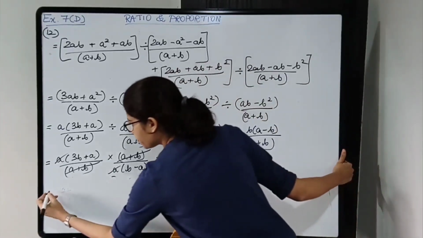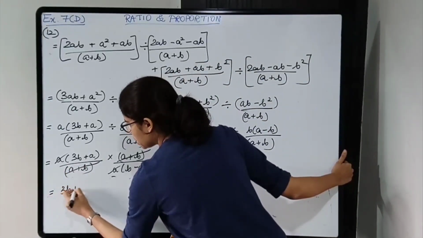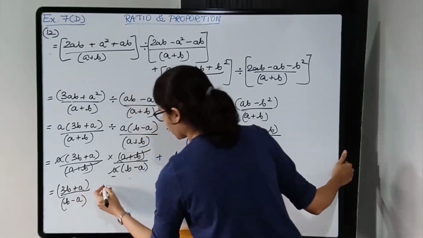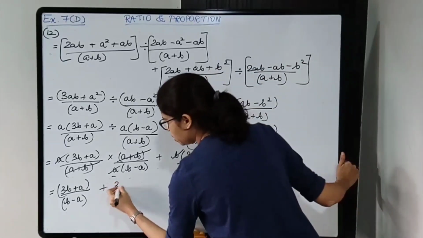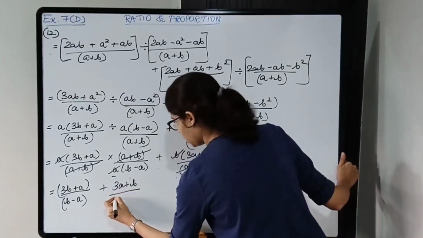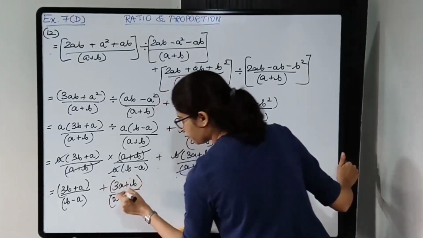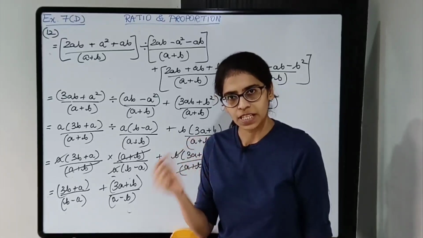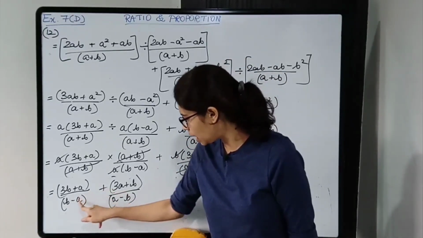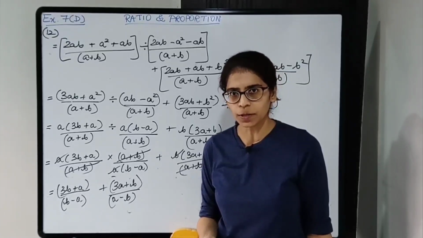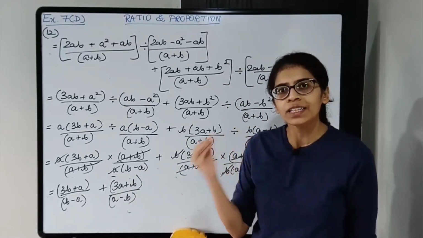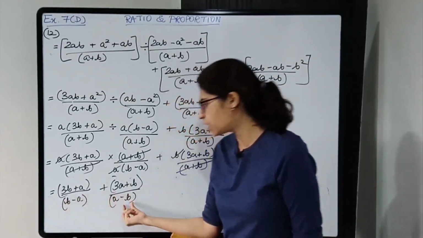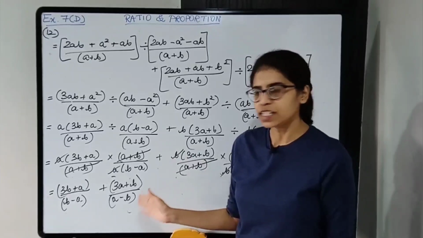So 3b plus a upon b minus a plus 3a plus b upon a minus b. Check the denominator. Do we have the same terms? b, b, a, yes, we have the same terms. Okay, coefficients are also the same. The only thing is the signs are different. Here a is positive, here a is negative, here b is positive, here b is negative. So what I need to do is just change the signs.